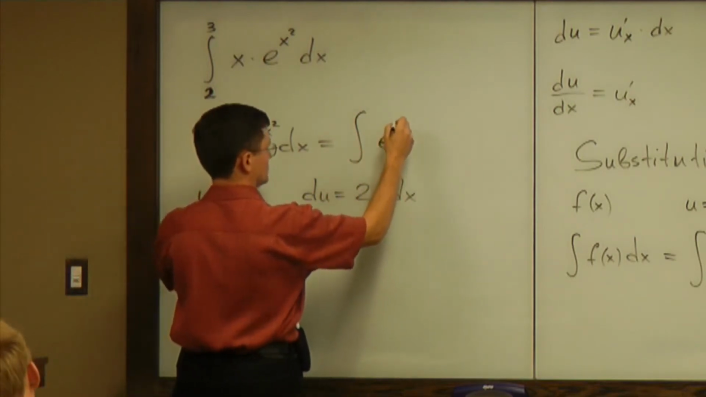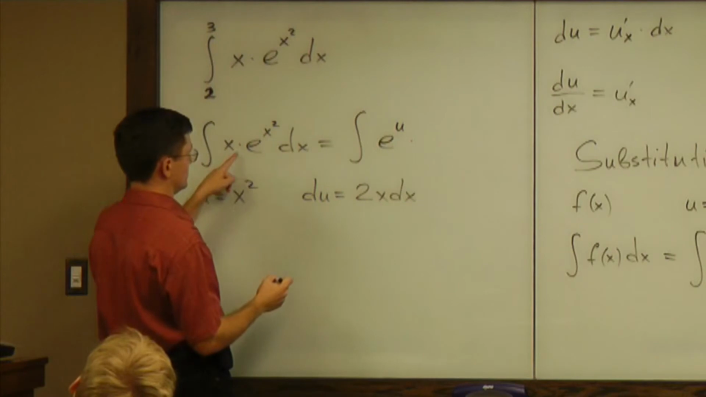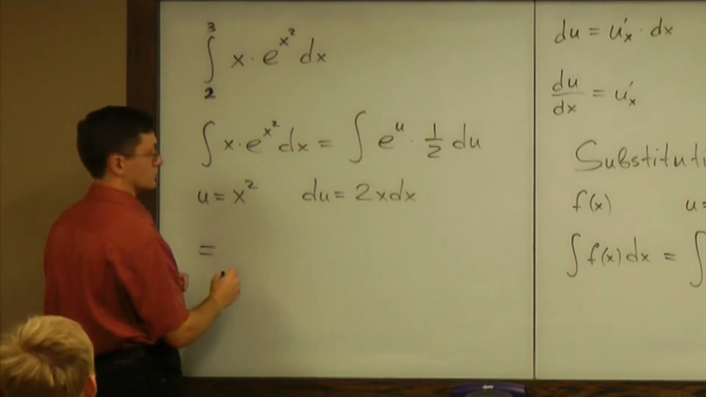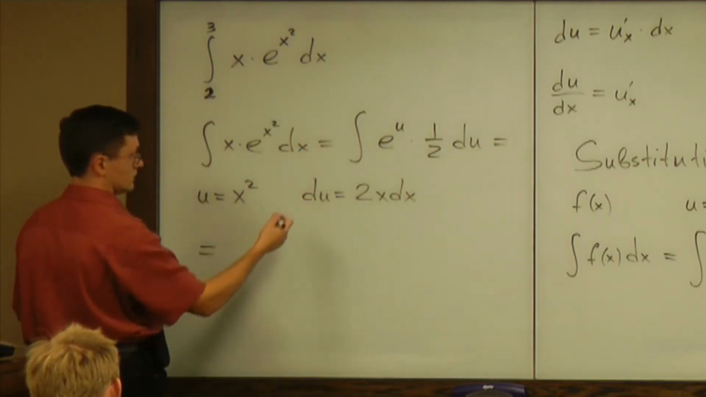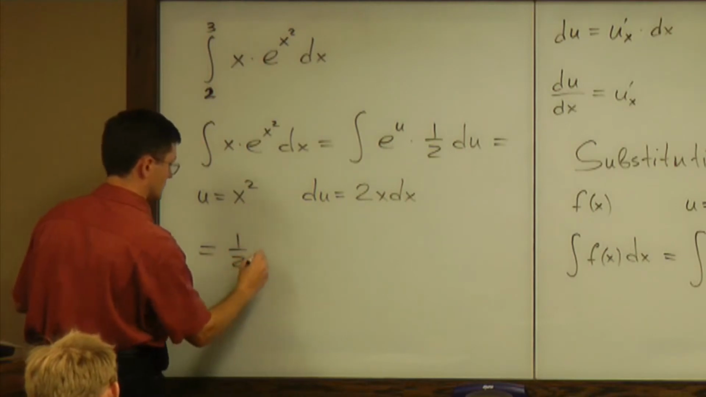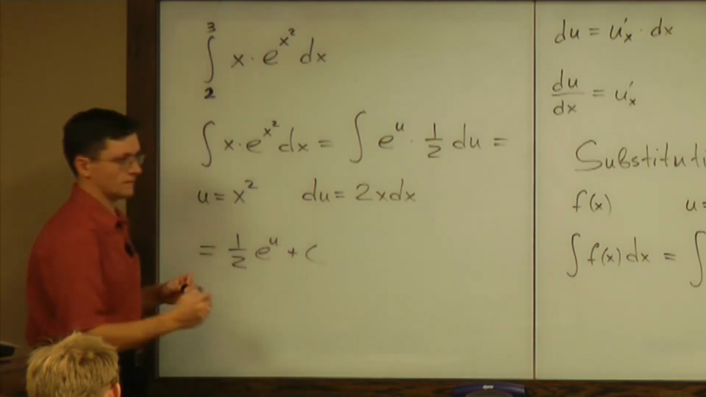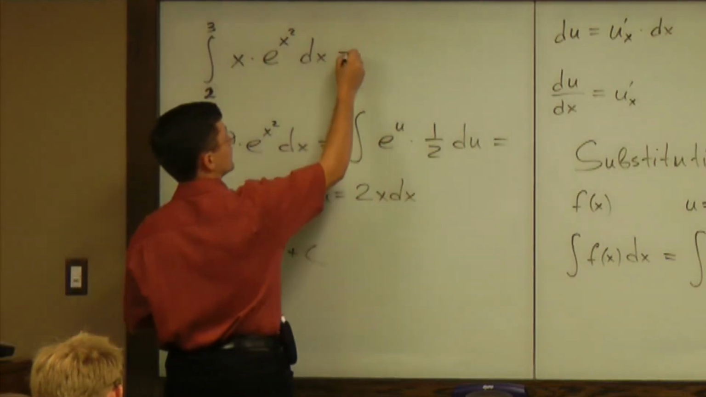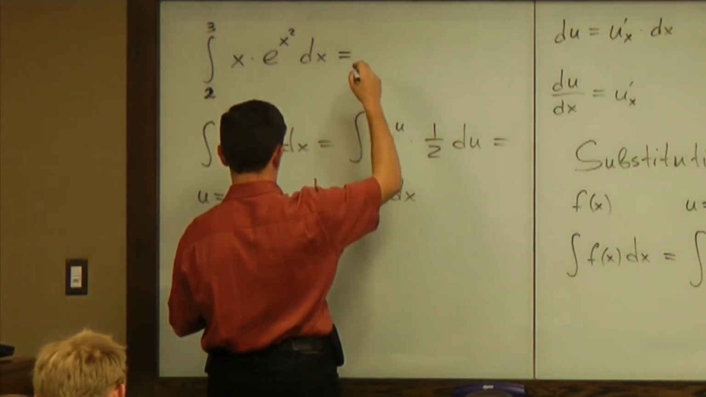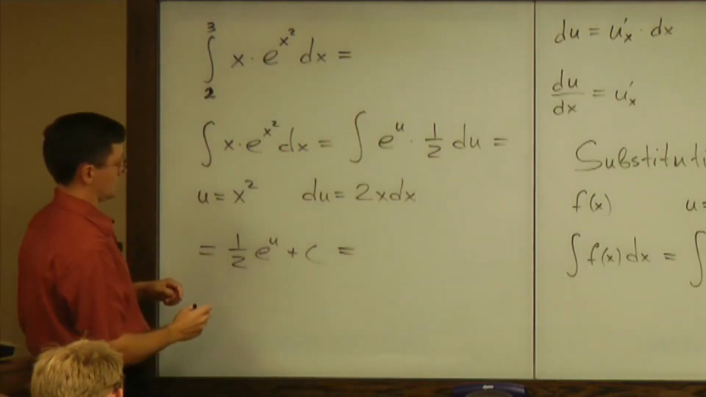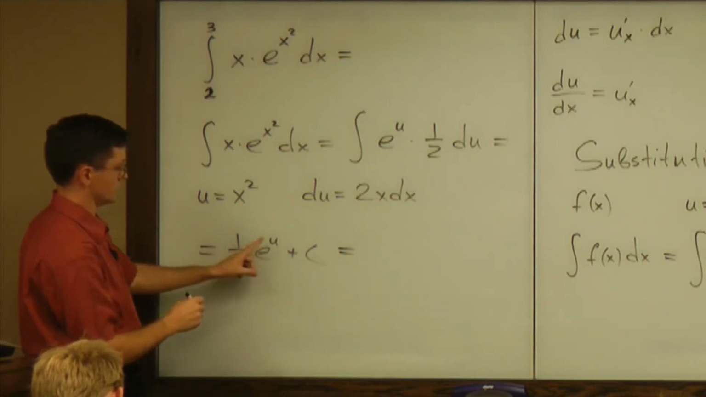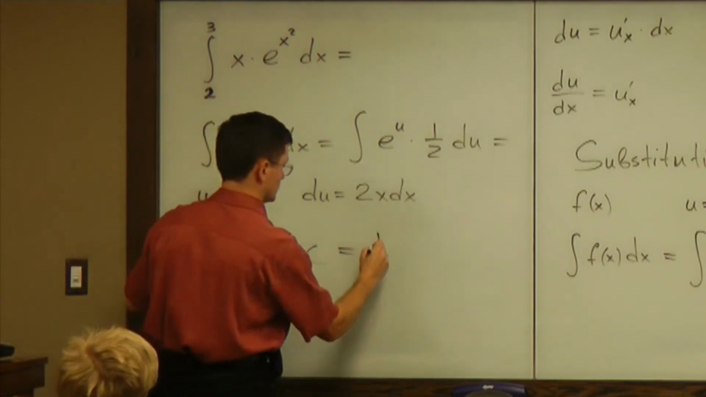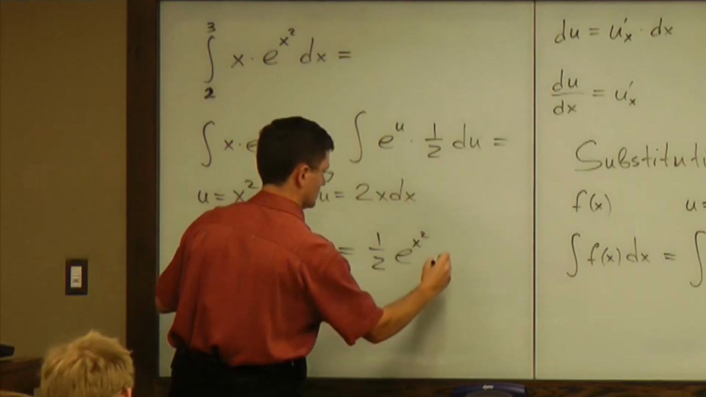So I have e to the power u times x dx. x dx is a half du. Now I can finish the integration. The antiderivative of e to the u is e to the u again. And once I found this antiderivative, I can compute the definite integral. Well, here's the step I haven't finished. I haven't converted the antiderivative into a function of x. So it is a half of e to the x squared plus c.